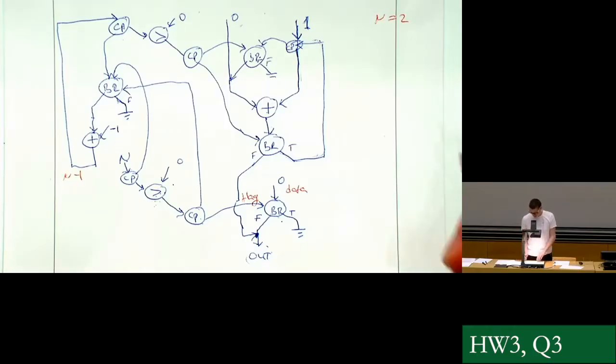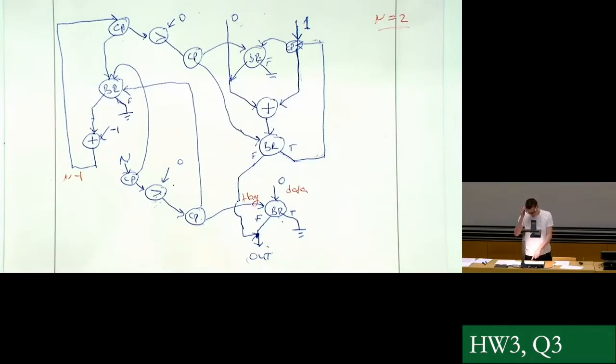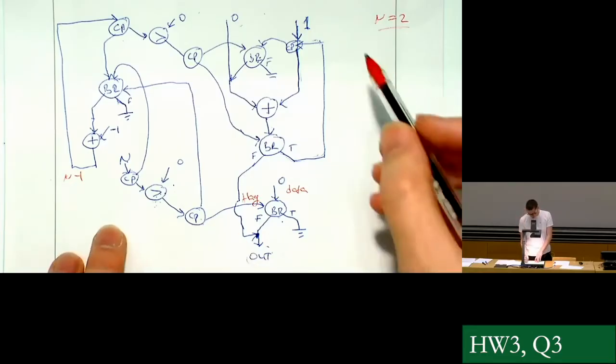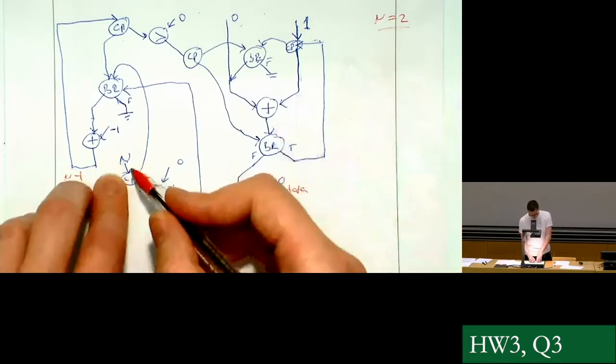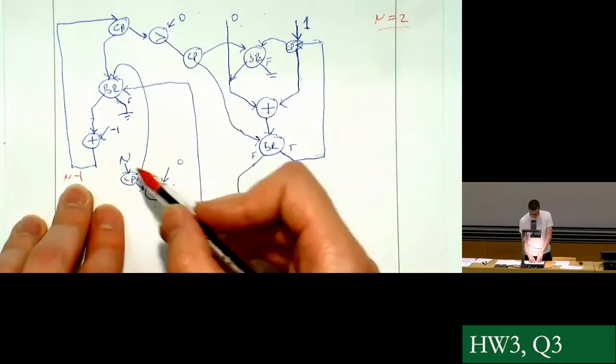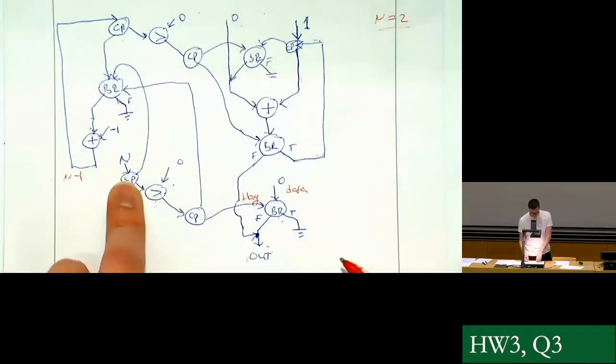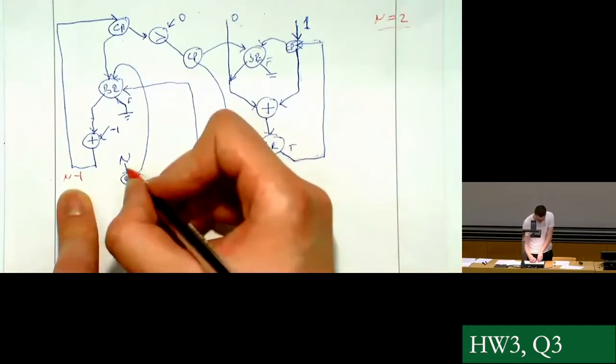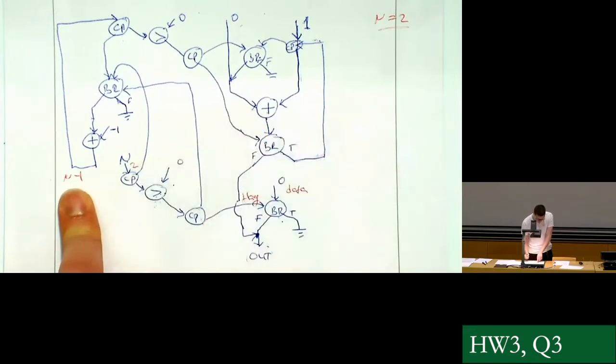Okay, so let's just test the n equals 2 case. I think we already verified n equals 0 and 1. It should be obvious here. Okay, so for n equals 2, we start from here, right? So this is the only place where we have a token ready to execute, right? So this is n, which is 2. We know this is 2.